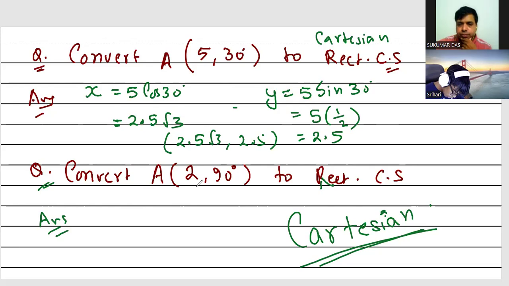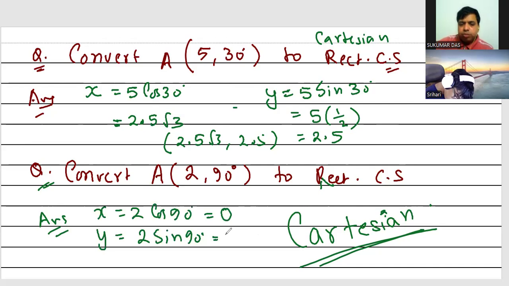I got 0, comma 1. That is correct. Because x is equal to 2 cos 90 degrees, but cos 90 degrees is 0, so it will be 0. And y is 2 sine 90 degrees, so that will be 2. So our Cartesian coordinates are 0, comma 2.